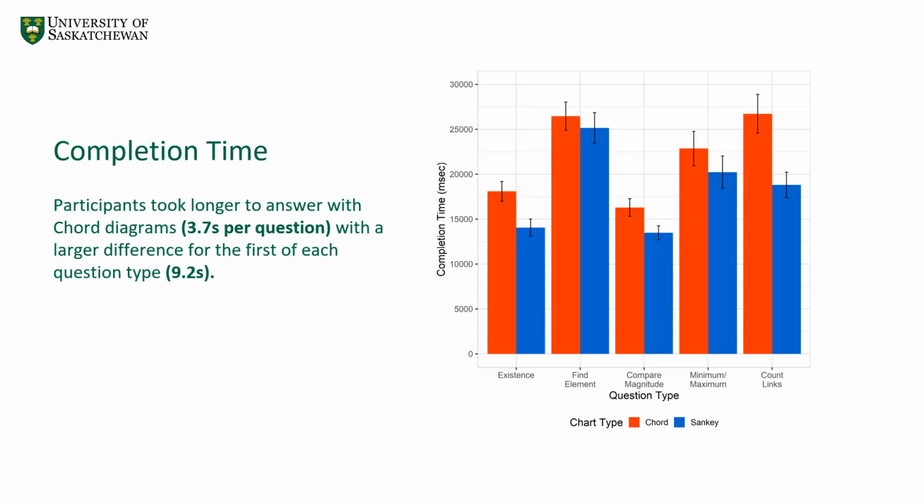So now that you have an idea of how the study worked, let's get on to the results. The first result that we measured was completion time, which is the time needed for participants to correctly answer the questions. And across all the trials, the mean completion time for chord was 22 seconds, while it was 18.35 seconds for the Sankey diagrams. So in effect, participants were 3.7 seconds slower to answer with chord diagrams.